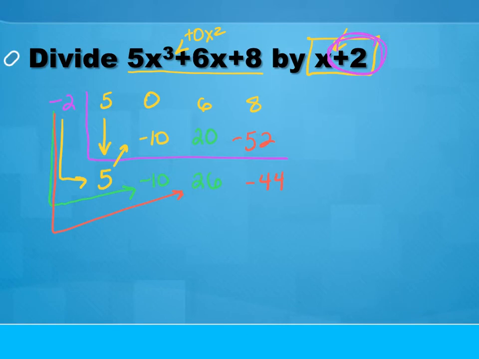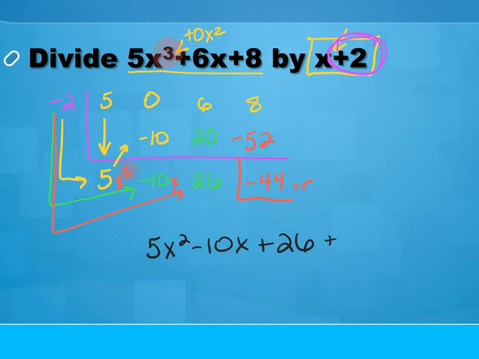All right, so this last number is my remainder. Then as I move left, the next number stays without a variable because that's the constant. The one to the left of it gets an x to the first. The one to the left of that gets an x to the second, and it would continue to move up as I move to the left. The first exponent should always be 1 less than the exponent on the dividend. So 5x to the third was my dividend. My answer should be an x to the second, and it is. So my quotient is 5x squared minus 10x plus 26. And my remainder is negative 44.